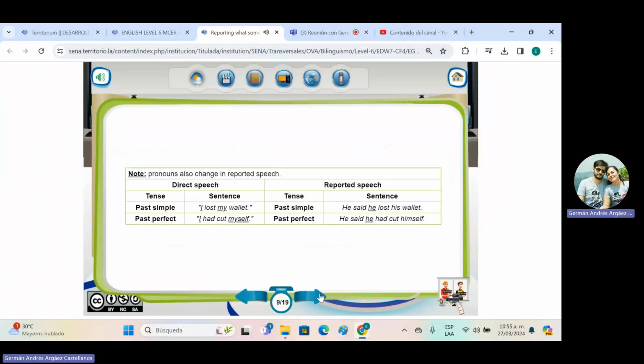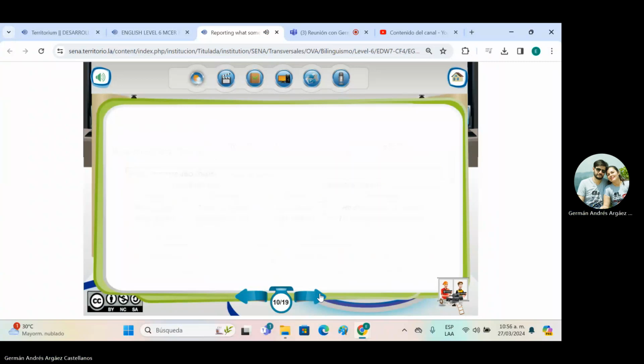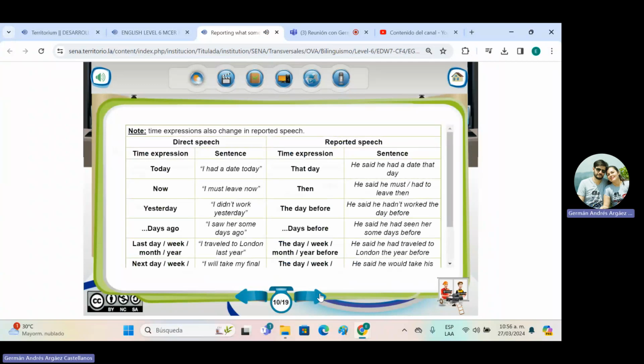Direct speech, tense, sentence. Past simple, I lost my wallet. Past perfect, I had cut myself. Reported speech, tense, sentence. Past simple, he said he had lost his wallet. Past perfect, he said he had cut himself. Note, time expressions also change in reported speech.